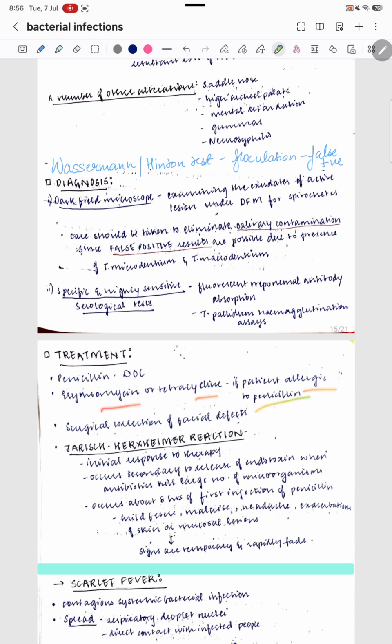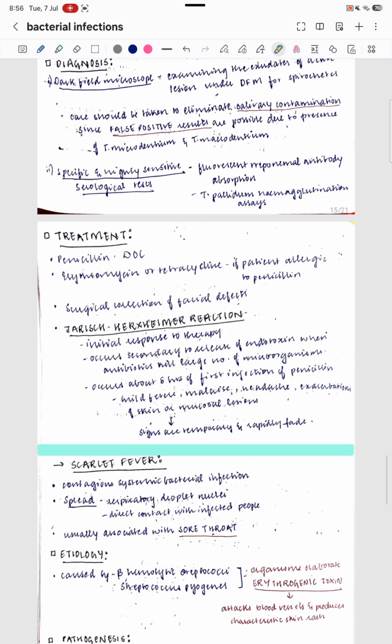Treatment is penicillin. If the patient is allergic to penicillin, then erythromycin or tetracycline is given. Surgical correction of the facial defects can be done. There is also something called the Jarisch-Herxheimer reaction, an initial response to therapy, which occurs secondary to the release of endotoxins when the antibiotics kill a large number of microorganisms. It occurs about 8 hours after the first injection of penicillin. Mild fever, malaise, and headache occur, and the signs are temporary.